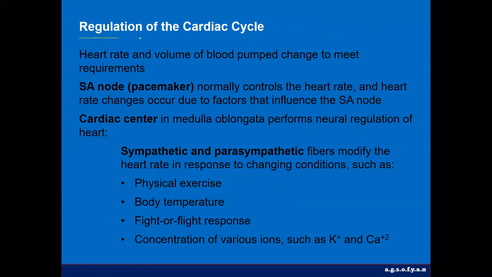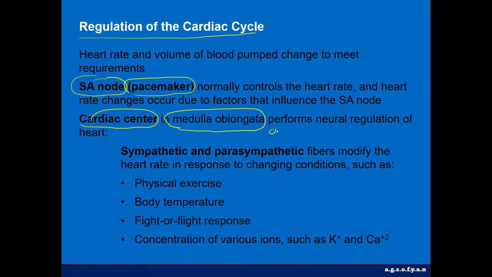Regulation of the cardiac cycle. So remember, the SA node is the primary pacemaker. The contraction will be started from the SA node, from the pacemaker. But our nervous system is also able to control whether the cycle is faster or slower. So we have the autonomic nervous system that controls the cardiac cycle. This cardiac center is located in the lower part of our brain, called the medulla oblongata. Therefore, the control is autonomic, or automatic, using the ANS, the autonomic nervous system.